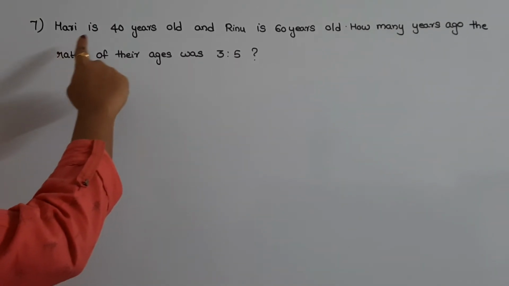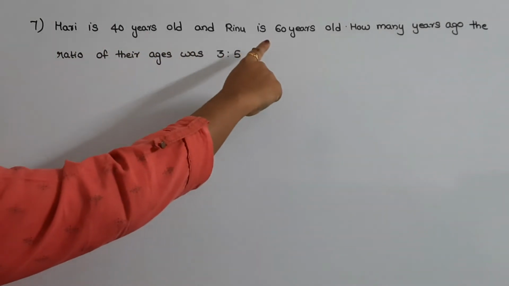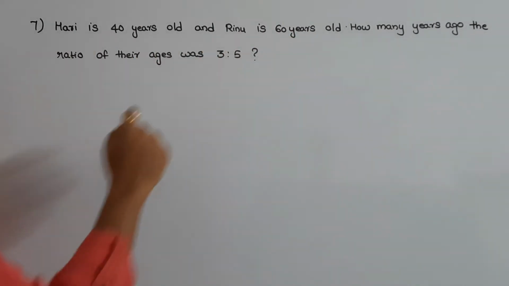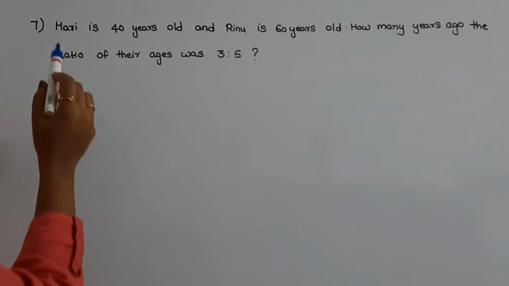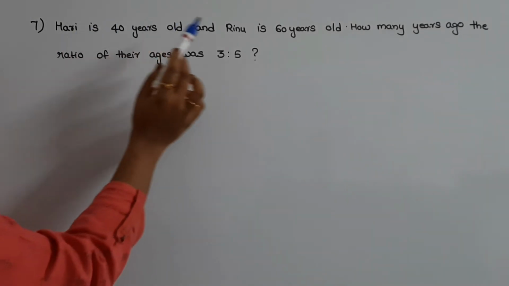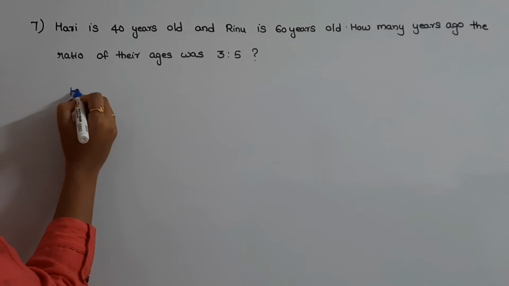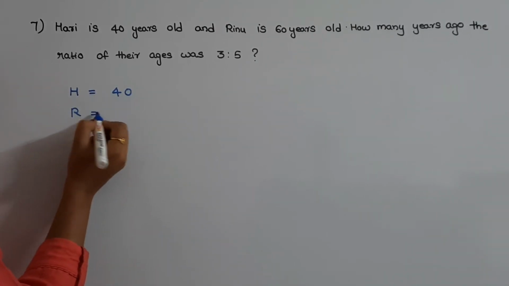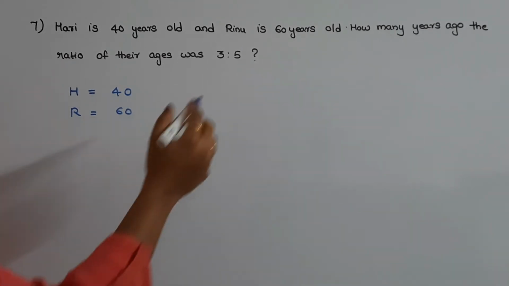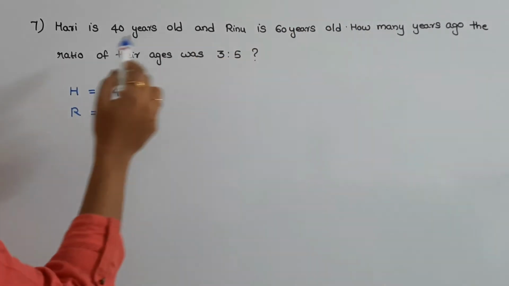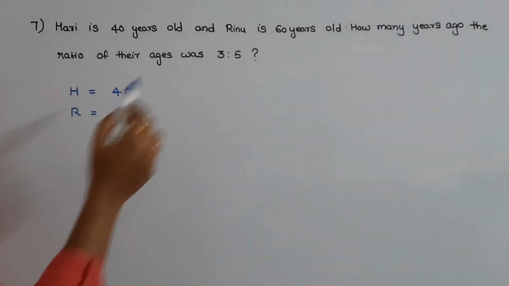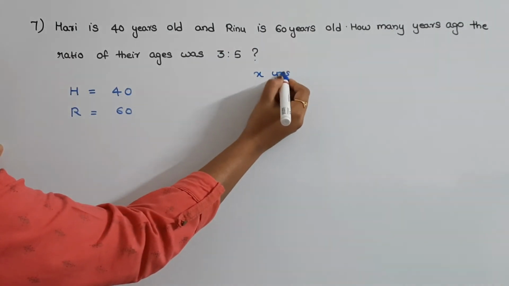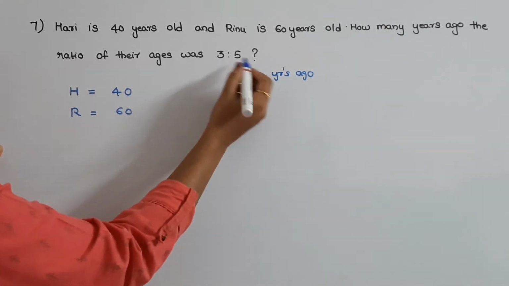The next question is, Hari is 40 years old and Renu is 60 years old. How many years ago was the ratio of their ages 3:5? So, in this question they have given the present ages of Hari and Renu. The present age of Hari is 40 years and the present age of Renu is 60 years. We need to find out how many years ago the ratio of their ages was 3:5.